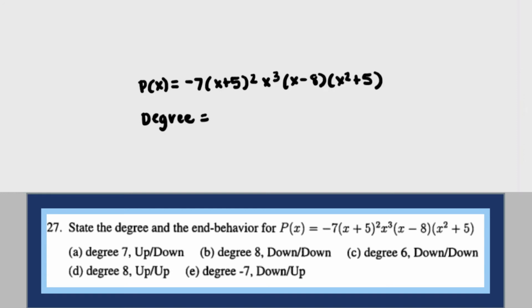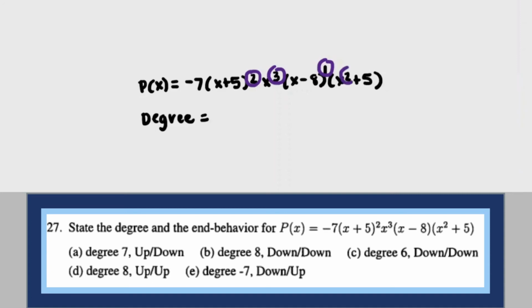We're going to first find the degree. So what I'm going to do is we have negative 7 times x plus 5 squared. I'm going to circle that. We have times x cubed. I'm going to circle that. Then we have times x minus 8. They usually don't write that, but that technically has a degree of 1. So I'm going to circle that. And then we have x squared plus 5. There's nothing on the outside of our parenthesis, however it is x squared, which means the highest degree of this grouping is 2.